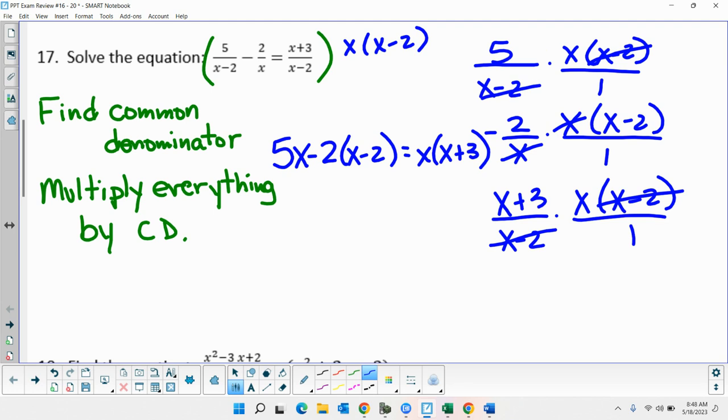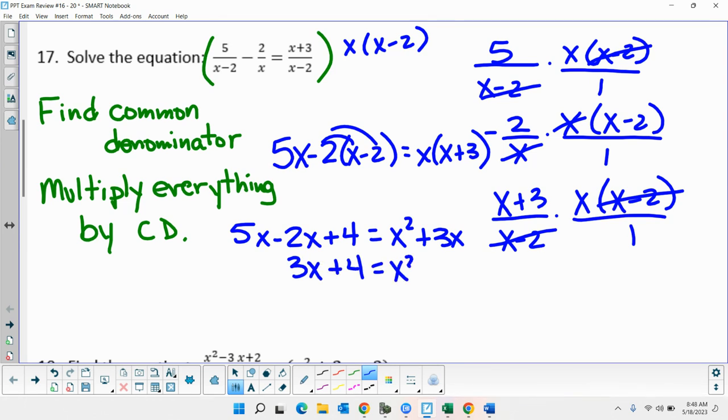Now distribute your negative 2 and your x. So you get 5x and then negative 2x plus 4, when I distribute, equals x squared plus 3x. Okay, combine like terms: 3x plus 4 equals x squared plus 3x. If I bring this 3x over, what happens to the x's? They go away, right? So I have this equation.